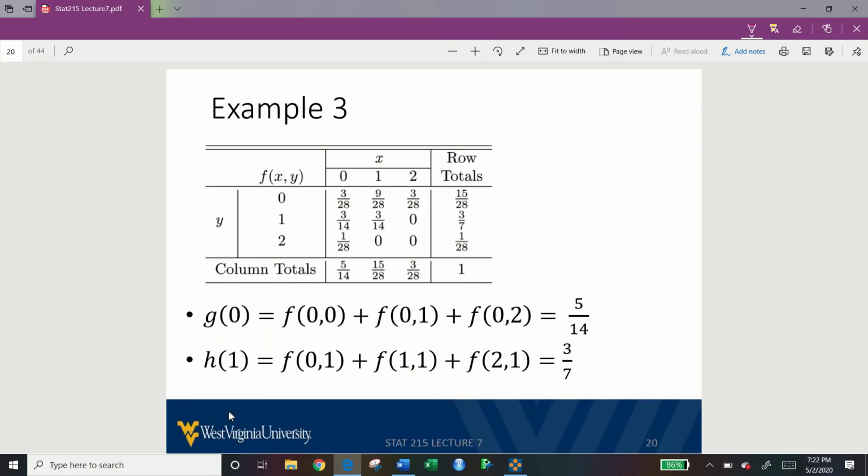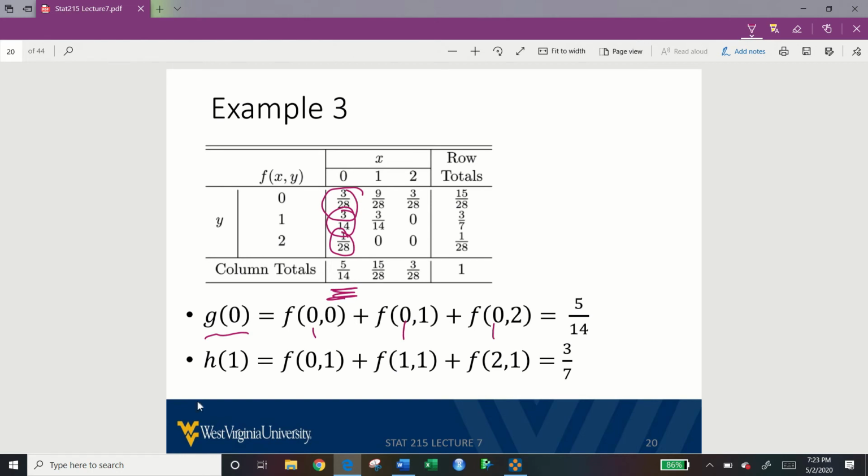Let's take a look at our third example. So, if we are curious of g of x in our discrete case, that will be each of our f of x comma y's where x equals 0, which we can see is going to be 3/8 plus 3/14 plus 1/28, which equals 5/14.